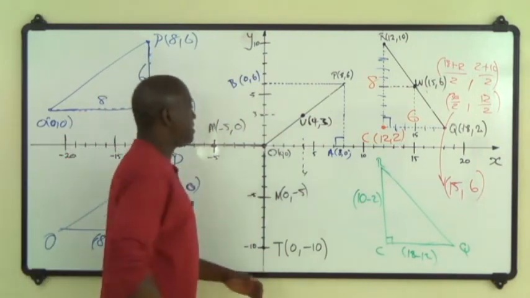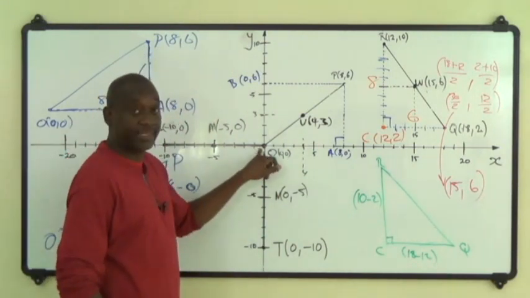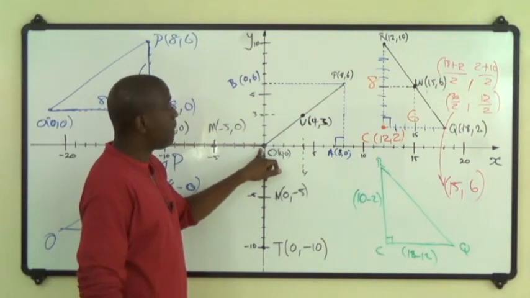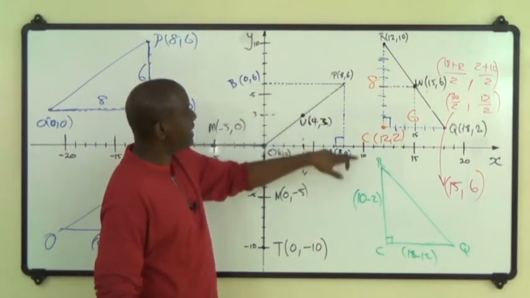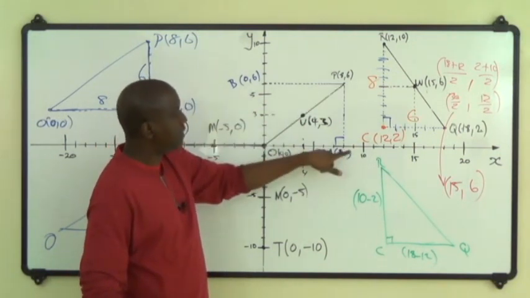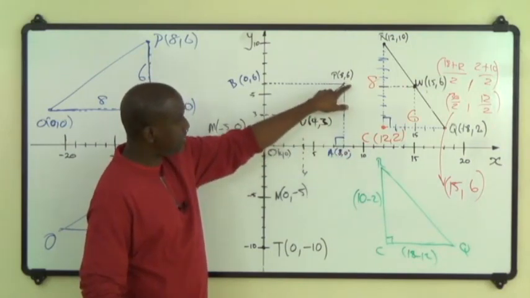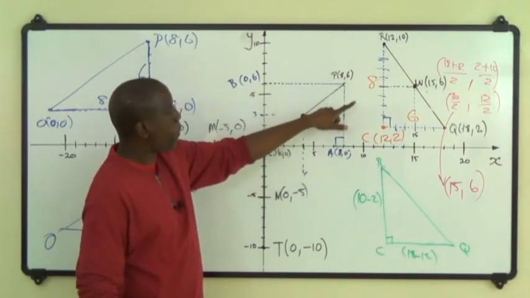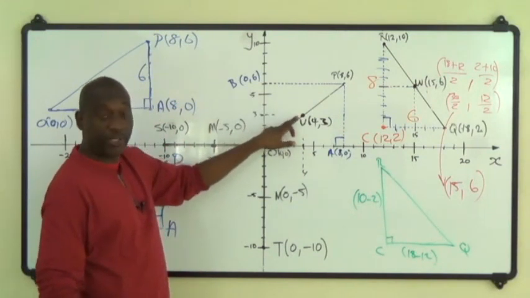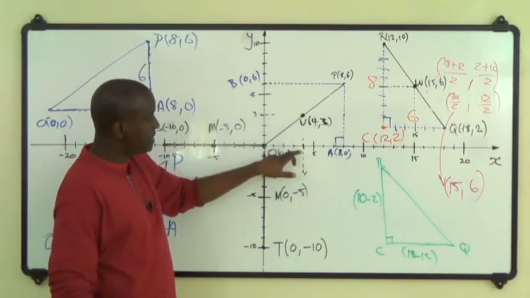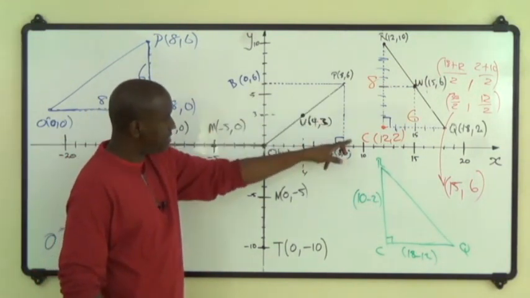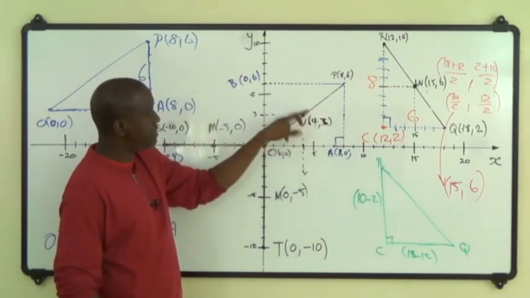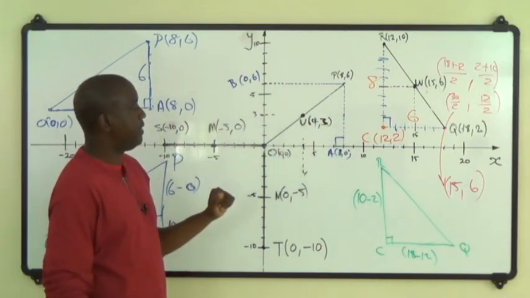The distance of this point from the x-axis is 0. The distance of this point from the x-axis is 6. We count, start from here, and we count 6, and we get to here. So the distance of this point, which is the midpoint, from the x-axis would be half of this distance. Half of this distance is 3. Alright?